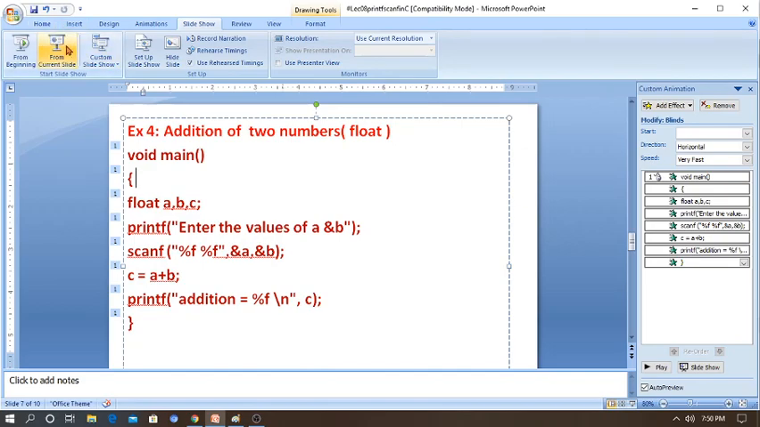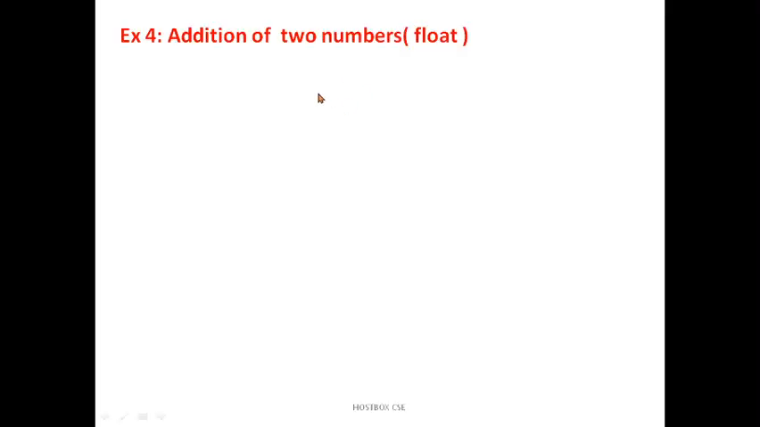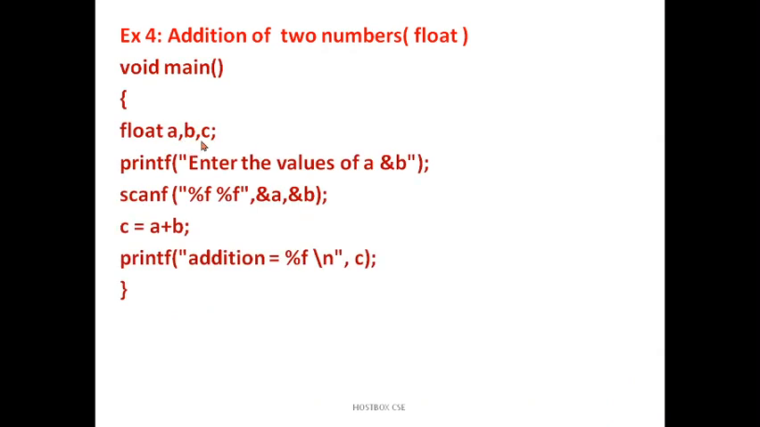So if you want to add 2 float numbers, just give float data type, float A comma B comma C and printf, enter the values of A and B same, and here I have to write scanf percentage F followed by percentage F and A and B, and C is equal to A plus B same, addition is equal to percentage F. If you give here F and D, what happen? The compiler will give the warning and say error only, or else give the wrong answer.